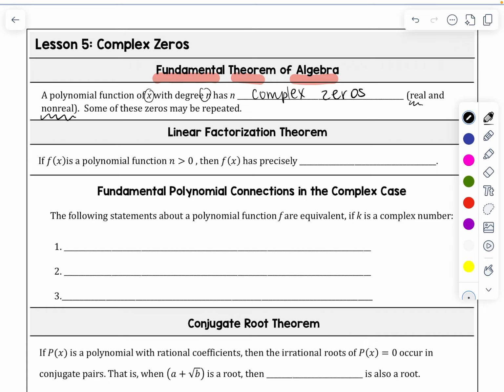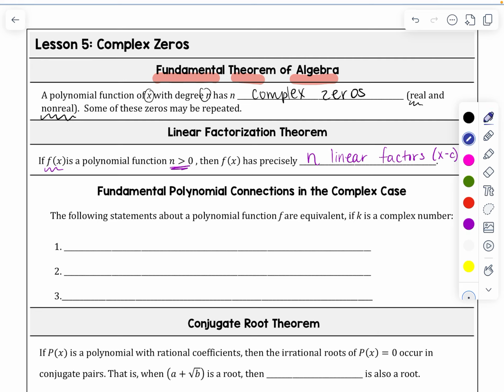So last lesson, when we were talking about Descartes' rule, we figured out that some zeros could be positive, some could be negative, some could be imaginary, meaning non-real. The linear factorization theorem says that if some function f of x is a polynomial function where n, the degree, is greater than 0, then f of x has precisely n linear factors. Remember that a linear factor usually looks like x minus some number c, which is a constant.